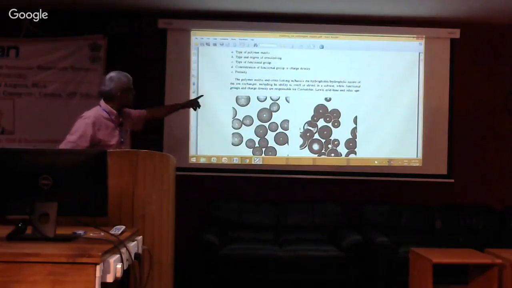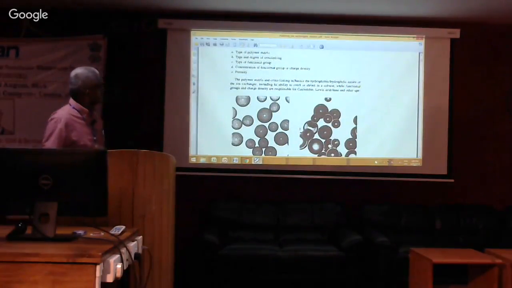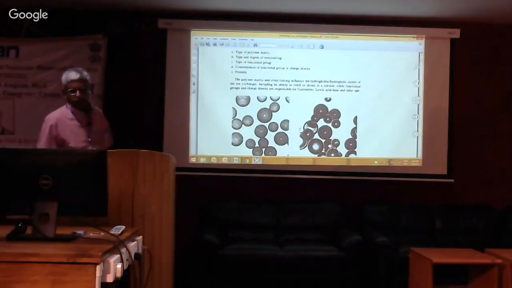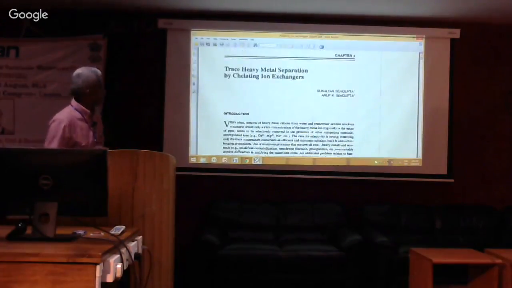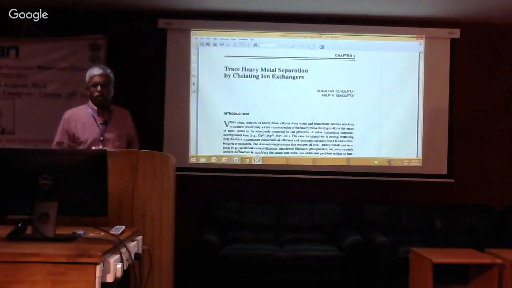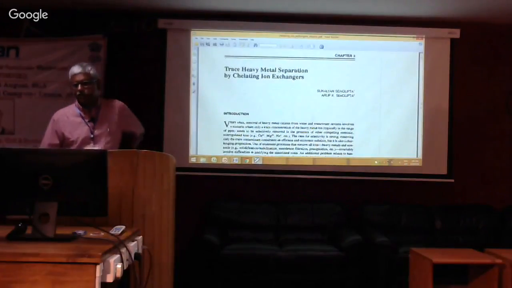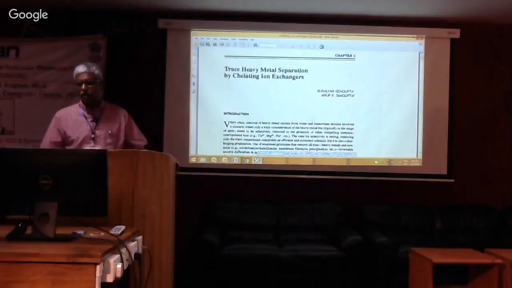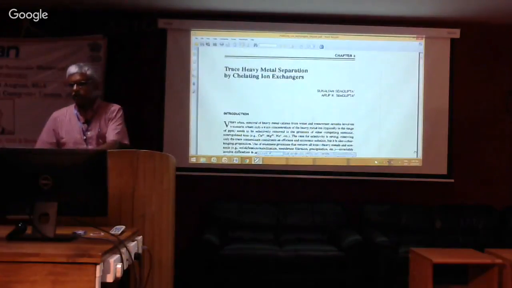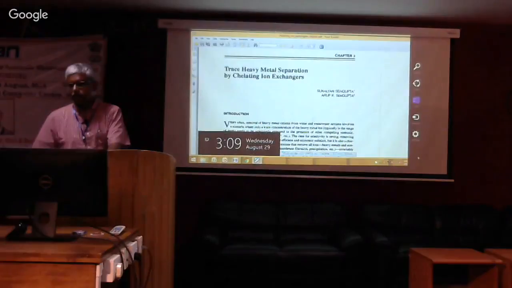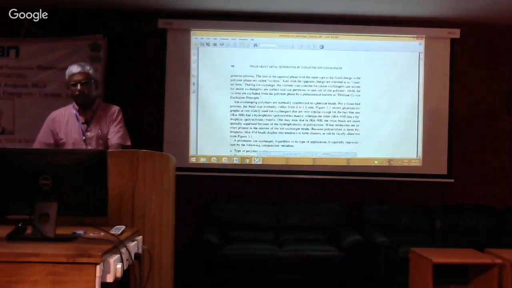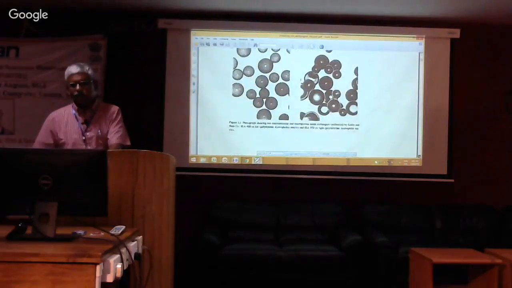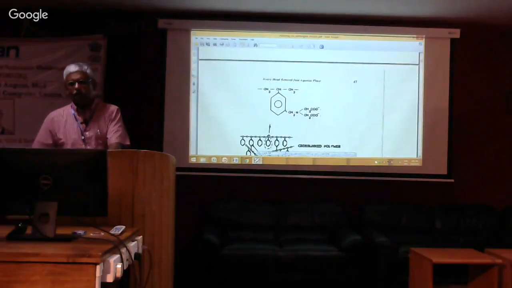So we talked about swelling, shrinking. Now, with heavy metals, the main thing to keep in mind is that the heavy metal is a Lewis acid, right? And so your chelating agent, which is inside the ion exchanger, is a Lewis base. And so this Lewis acid, Lewis base interaction is the governing interaction that gives this selectivity. So we need to keep that in mind all the time.